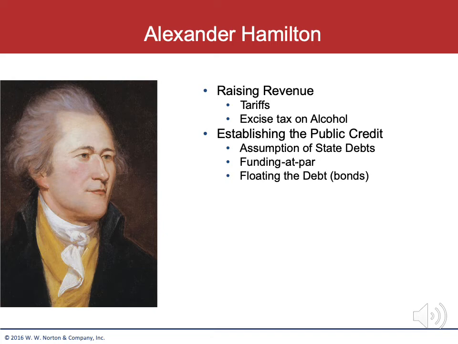Now, this was going to be $1 of debt gets you $1 of bond. The Southerners objected because this is called funding at par, $1 of debt, $1 of bond. But a lot of people had sold their debts to speculators. You have to imagine, the war was ended in 1783. It's now the 1790s, and there's been no payment of the debt. So people began to speculate as to whether the government would ever pay that debt.